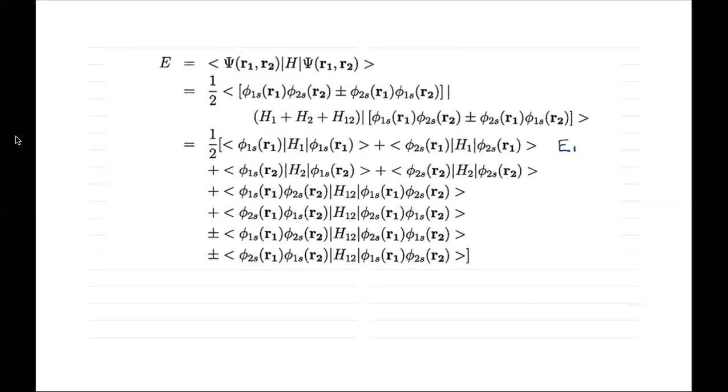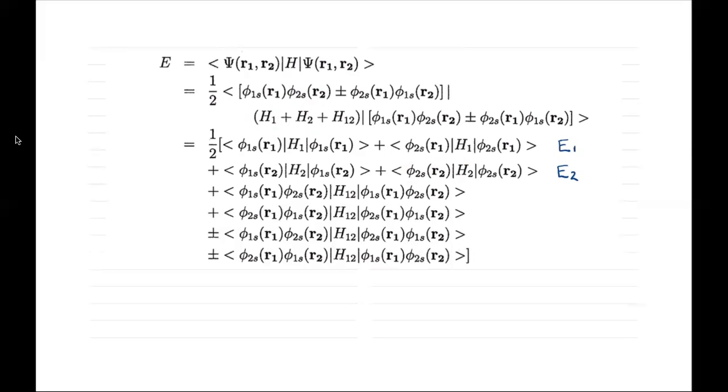The second row is of the same form, but now it's for electron 2. You see in the first row we had only electron 1, in the second row we have only electron 2, and the first term is the energy for electron 2 in the 1s orbital. The Hamiltonian here is only the Hamiltonian for electron 2, and the second term is the energy for electron 2 in the 2s orbital. Again, we have only the Hamiltonian for electron 2 here. So let's call this term E2. It's just representing the energy for electron 2. And of course, it's going to be the same as the energy for electron 1 because the two electrons are indistinguishable.